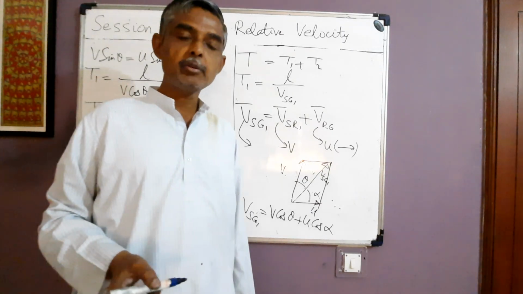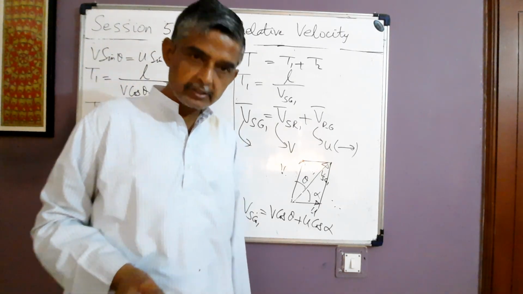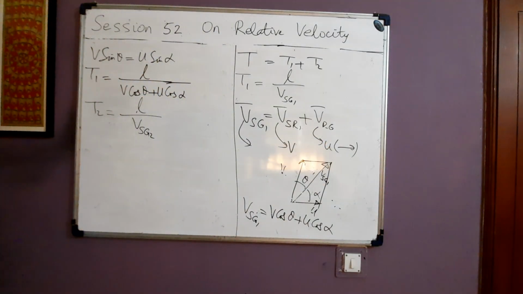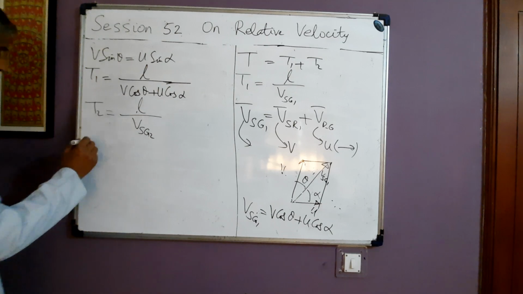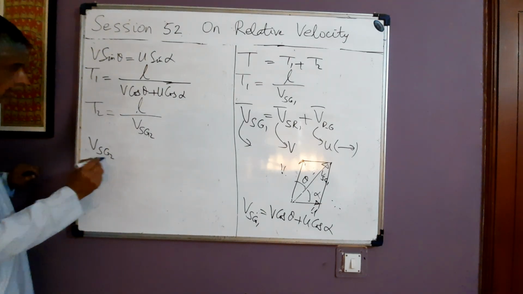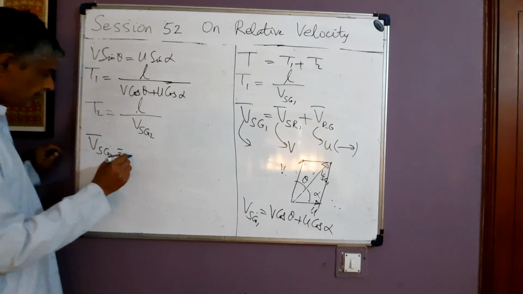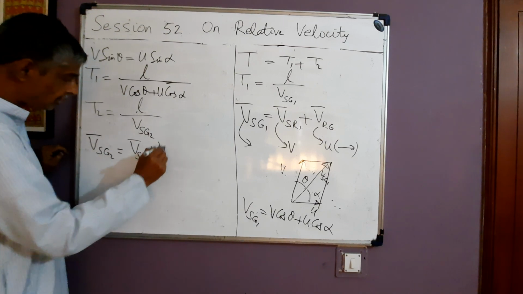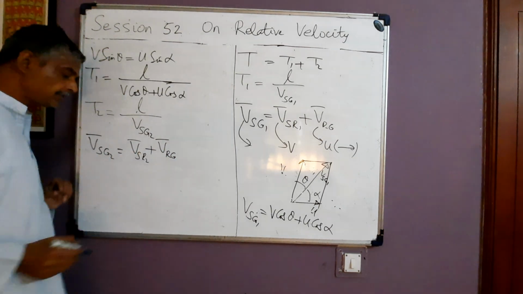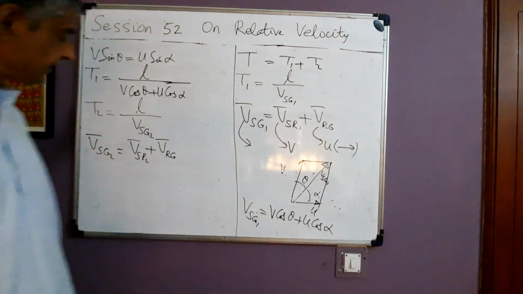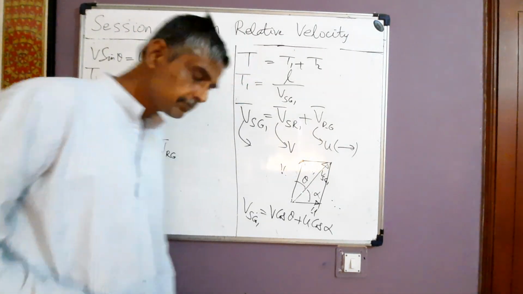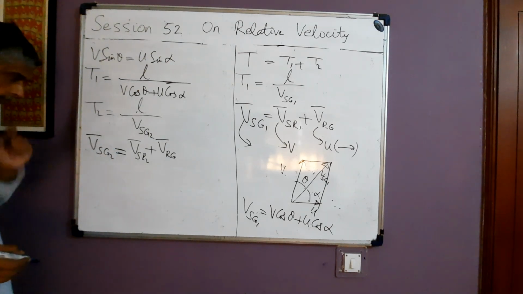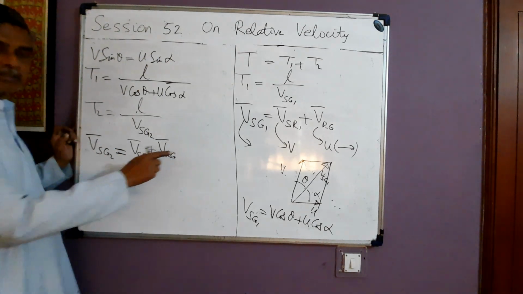Now to know the expression for VSG2, what should we do? We should again write down the vector equation as we did in the first phase of this problem. So VSG2 is equal to VSR2 plus VRG. Alright, clear. VSG2 is equal to VSR2 plus VRG.